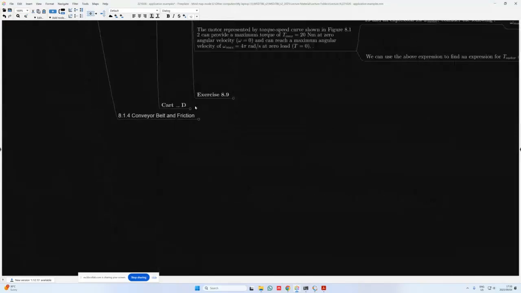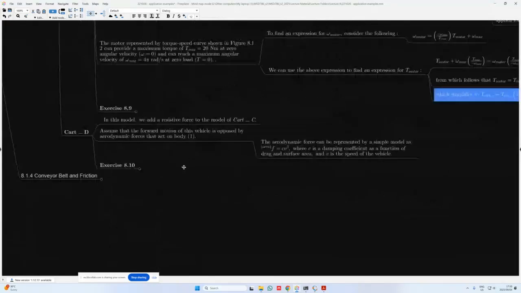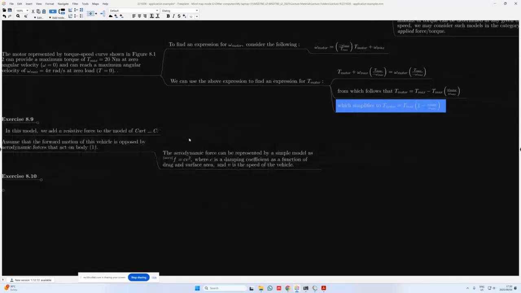with that now being said, we can then move on to cart D. And in this model, we're going to add a resistive force to the model of cart C. We assume that the forward motion of this vehicle is opposed by some sort of an aerodynamic drag that acts on body 1. And we can assume it acts at the center of body 1 as well, so its center of mass. The aerodynamic force can be represented by a simple model as F superscript aero, which is equal to CV squared. So C is simply an aerodynamic drag coefficient or a damping coefficient in this case as a function of drag and surface area, and V is the speed of the vehicle.